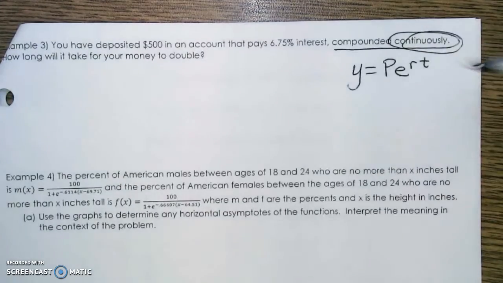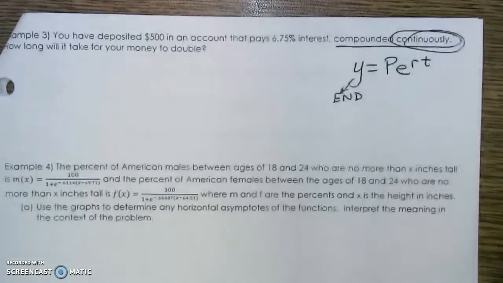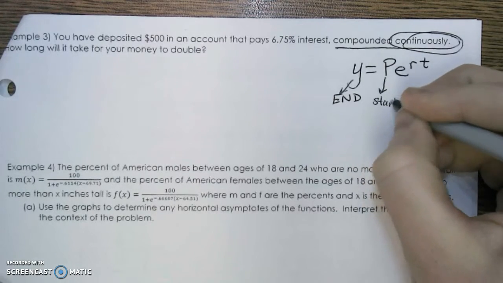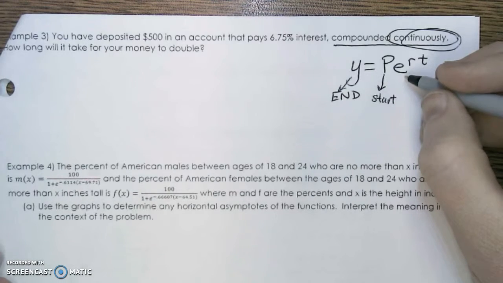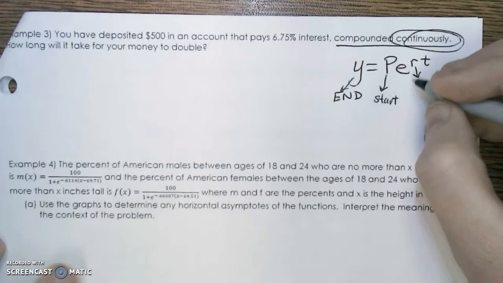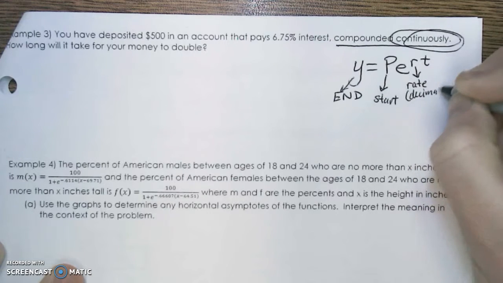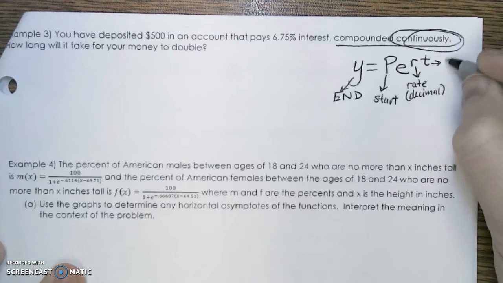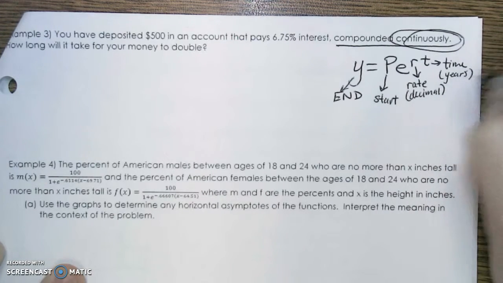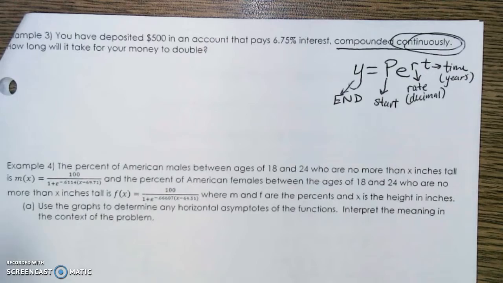And for me, this means Y is the end amount, if we're talking about money. P is the principal or the starting amount. E is the Euler number, so that's just 2.7 approximately. R is your rate, and we write that as a decimal. And then T is your time, and it's usually measured in years. So that's what the variables mean. And now we're going to use that to solve this problem in example 3.